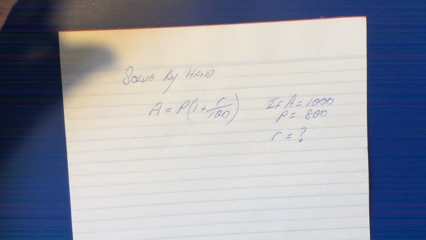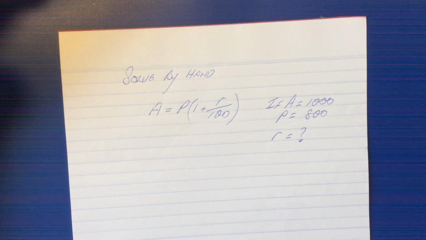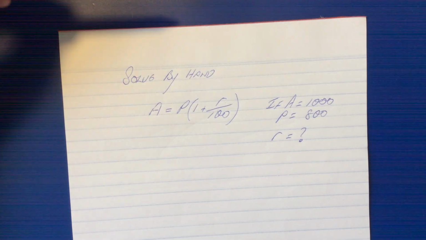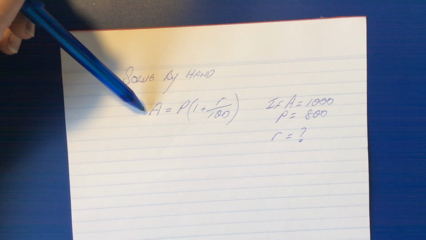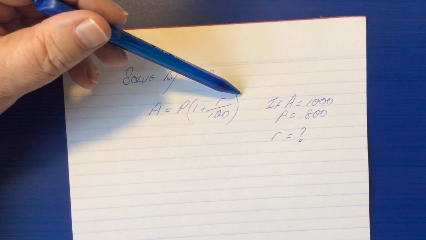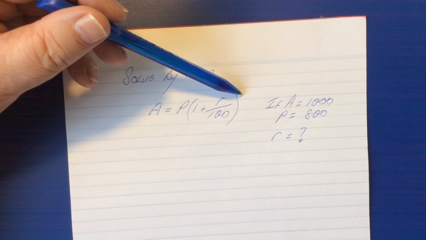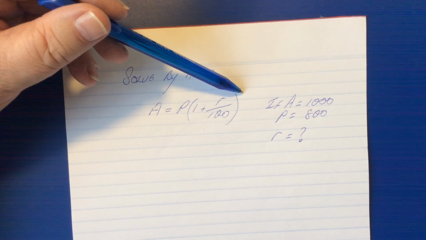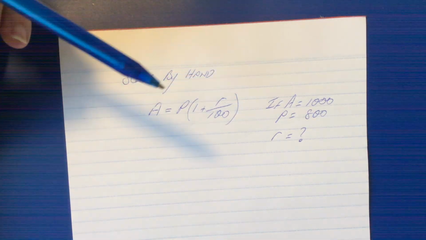We have a strict instruction here: solve by hand. No calculators. Now, those of you with a little knowledge of financial maths will recognize this formula as one you might see for compound interest. Usually there is an index value up here, and if we were trying to solve this for an index value, we would most likely be resorting to logarithms.